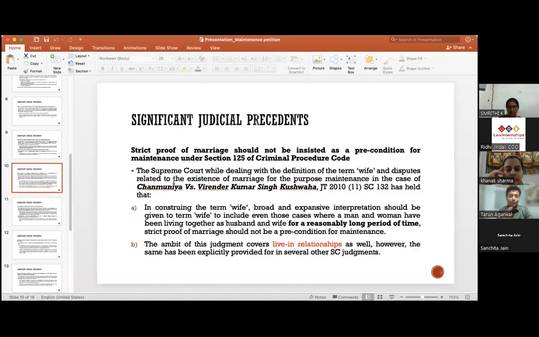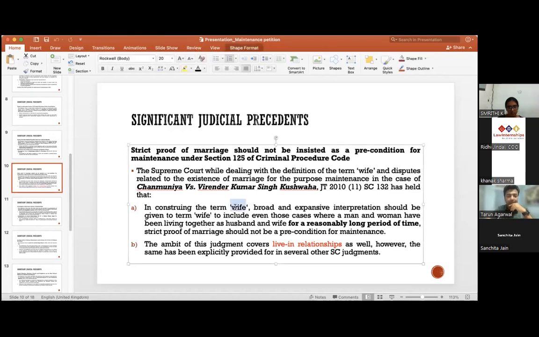Perfect. So as you can see in this slide, in the case of Chanmunia versus Virendra Kumar Singh Kushwaha, which is a judgment of the Supreme Court rendered in 2010, the law, as society has progressed, has also evolved. Now, courts have made it very clear time and again that a strict proof of marriage should not be insisted upon as a precondition for maintenance under Section 125 CrPC. Now, what does that mean? So, the court has clarified the definition of wife provided under Section 125 CrPC, and I'll read it to you.